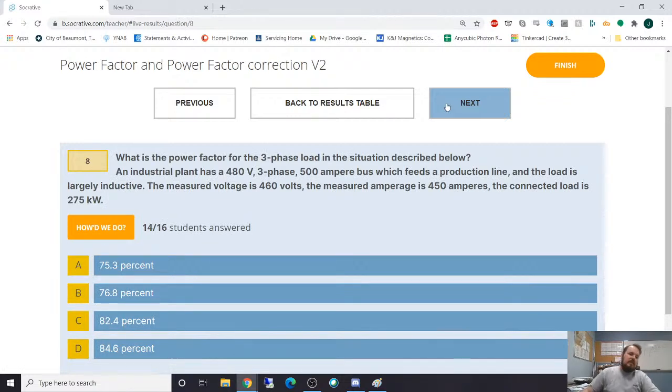All right, what is the power factor for the three-phase load in the situation described below? An industrial plant has a 480-volt, three-phase, 500-amp bus which feeds a production line. And the load is largely inductive. The measured voltage is 460 volts. The measured amperage is 450 amps. The connected load is 275 kilowatts.